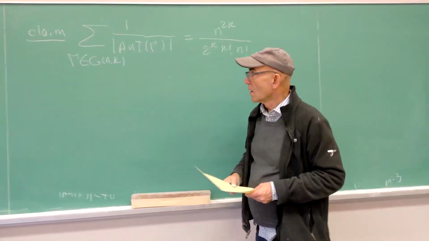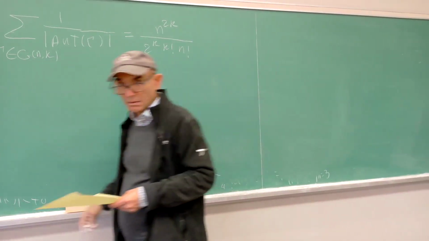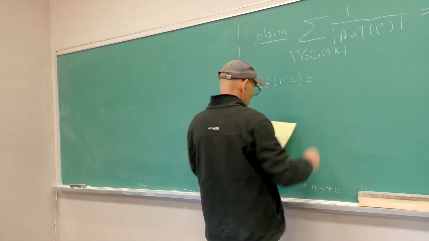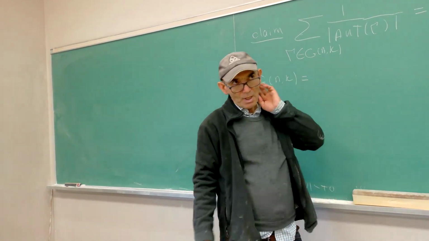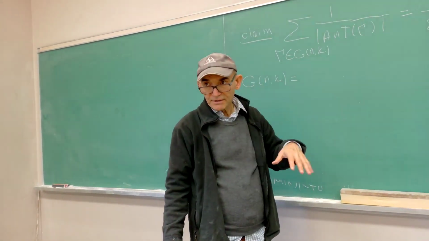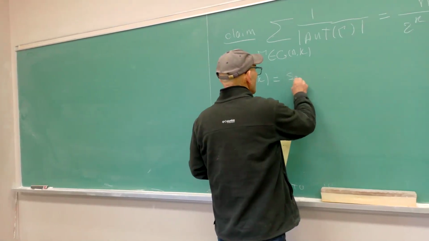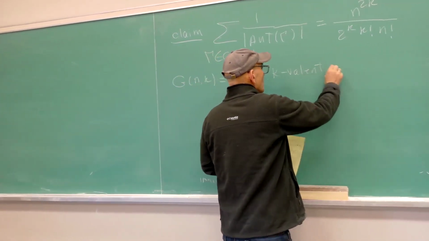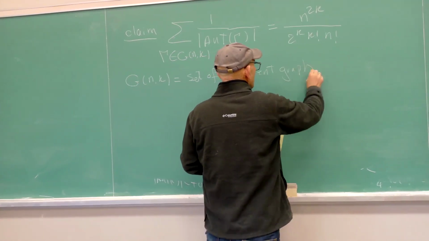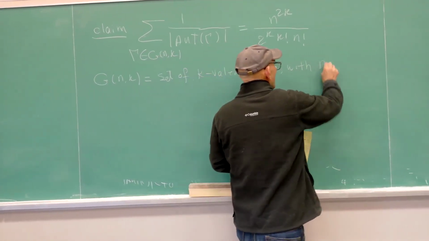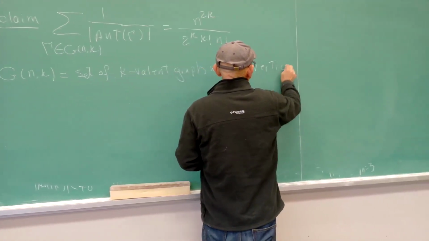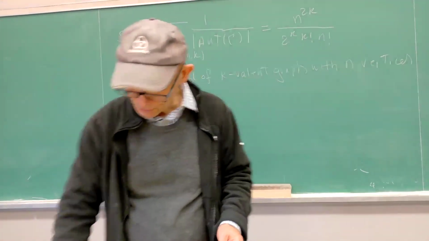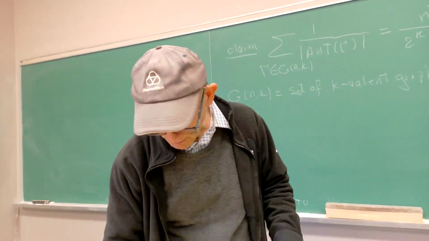Okay. Well, of course, what is G(n,k) in my notation? It is the set of all k-valent graphs with n vertices. Let me make sure that I have this correctly.